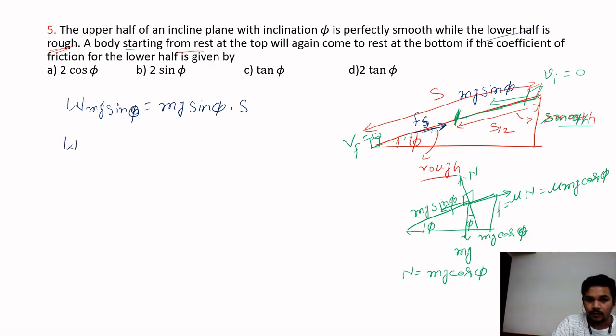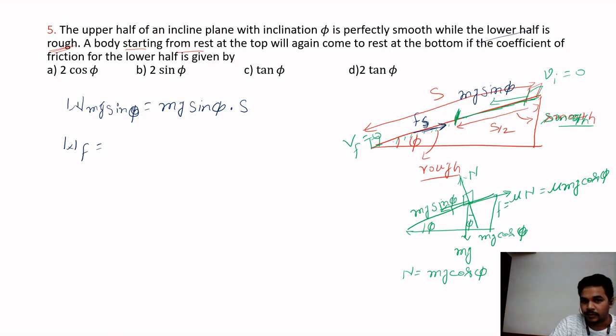Next, if I am calculating work done by friction force, remember friction is only acting in the lower half of the motion, not the whole motion, only the lower half. Lower half means a distance of s by 2. In this case, friction is acting up the inclined plane, but the block is moving down the inclined plane. So the angle between friction force and displacement will become 180 degrees.